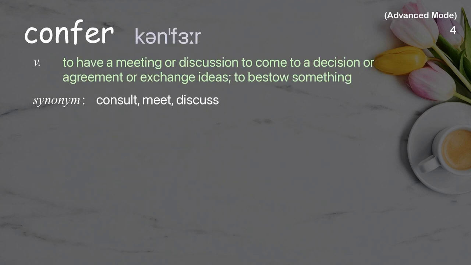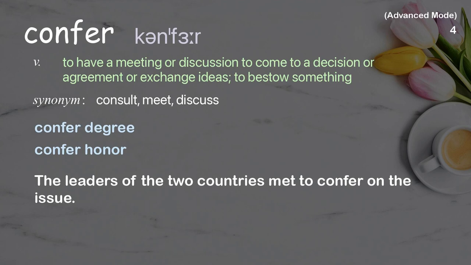Confer. To have a meeting or discussion, to come to a decision or agreement or exchange ideas, to bestow something. Examples: Confer degree. Confer honor. The leaders of the two countries met to confer on the issue.